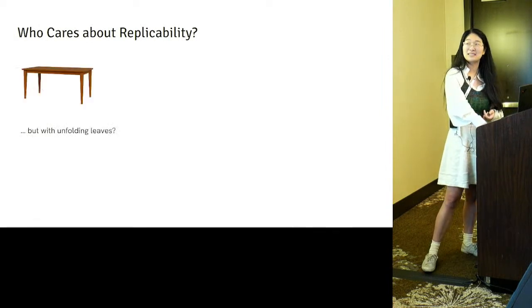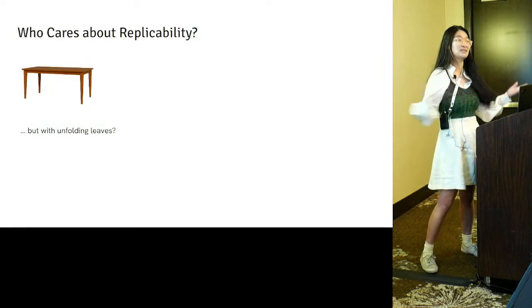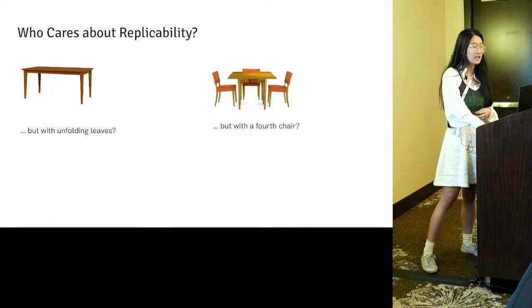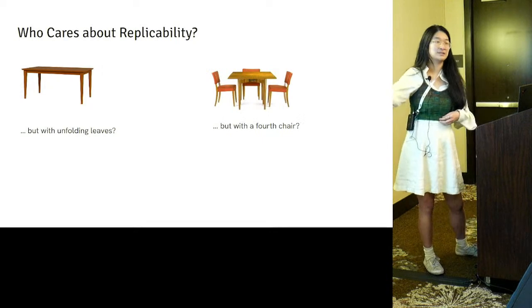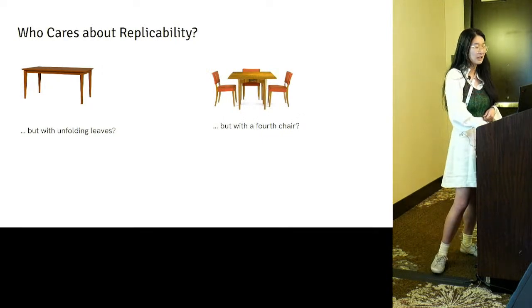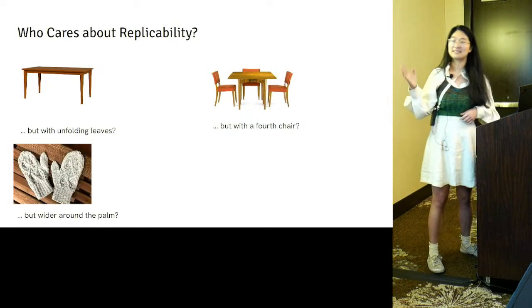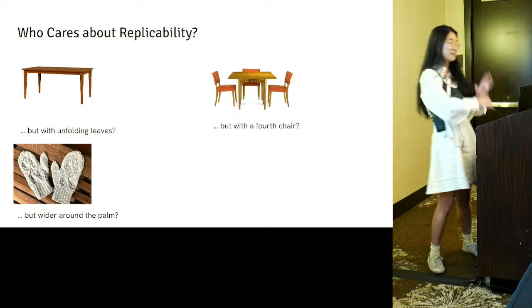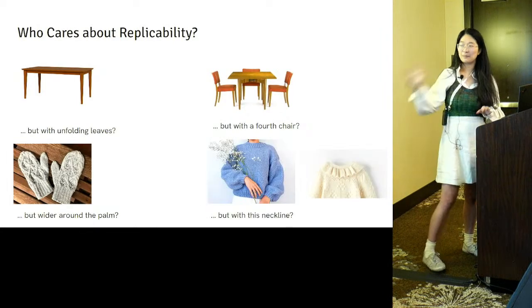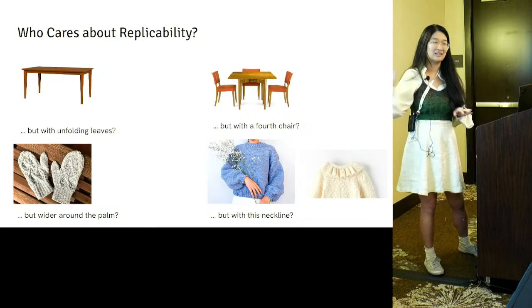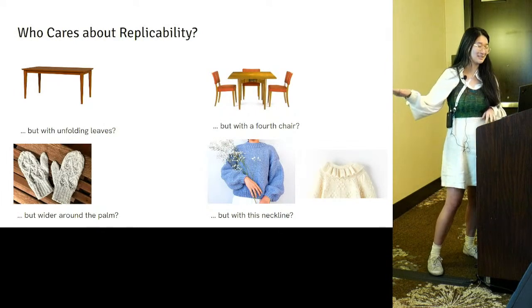So have you ever seen a table that you liked, but you wanted to be able to lengthen it with unfolding leaves? Or maybe you had a dining set that was missing a chair that you wanted to make a fourth chair. Or maybe you had a pair of gloves that didn't fit quite right and you wanted to make them a little bit wider. Or maybe you had a pair of sweaters that you really liked the body of one and the neckline of the other. And I chose this example, it doesn't really look good, but whatever.